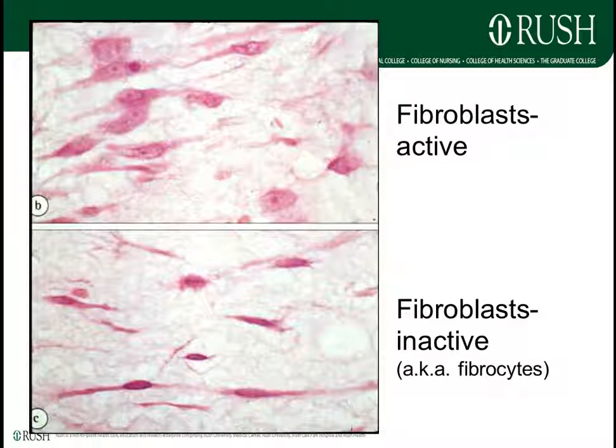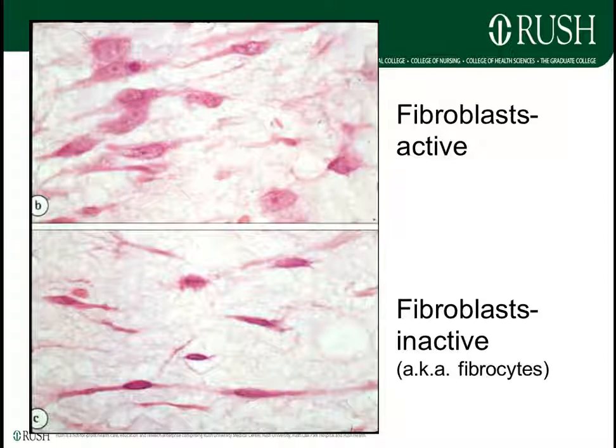The top image here shows the active fibroblasts with their very plump cytoplasm and very euchromatic nuclei. You can see that they also have cytoplasmic extensions out into the matrix. That feature is present even in inactive fibroblasts with those long extended cytoplasmic processes. However, the nuclei are quite condensed, dark, and heterochromatic because they're not really actively transcribing at this point.